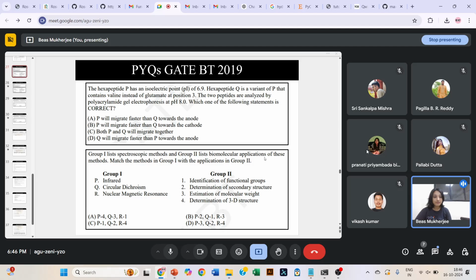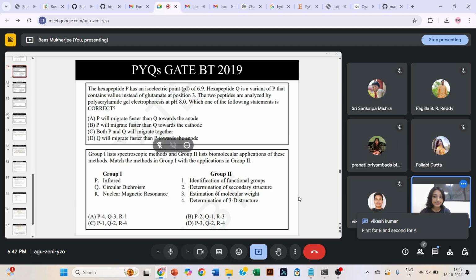We go to the second question then. You have a match the following. Circular dichroism is important for what? Nuclear magnetic resonance is useful for what? This is also very simple. Try to solve this. So the question is, what is infrared spectroscopy useful for? First B and second for A.